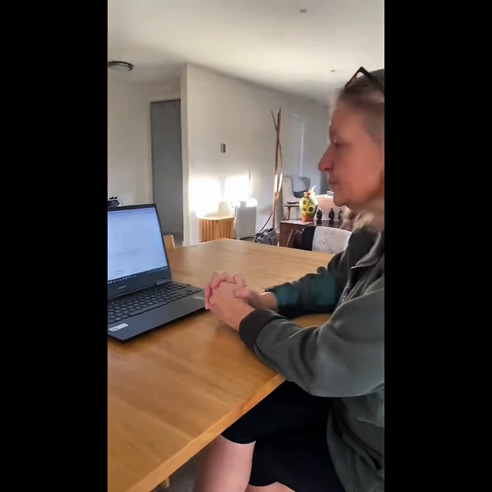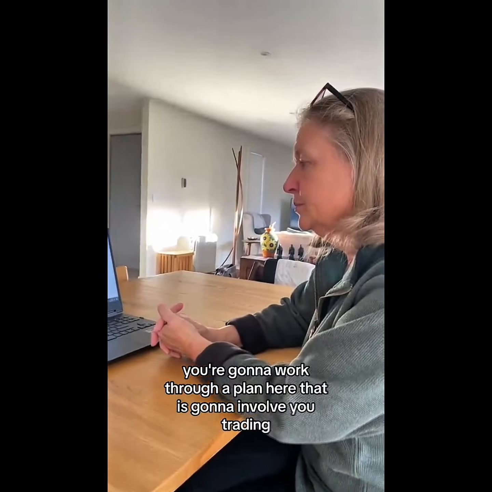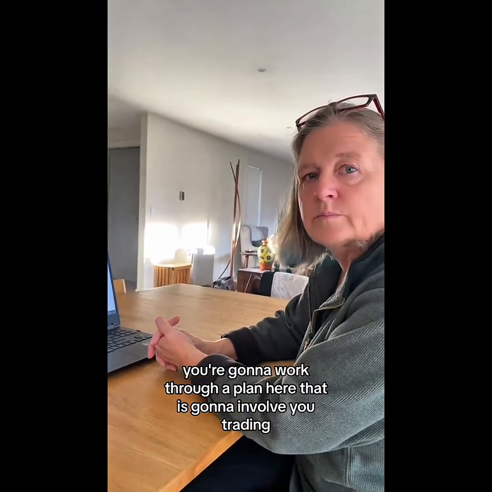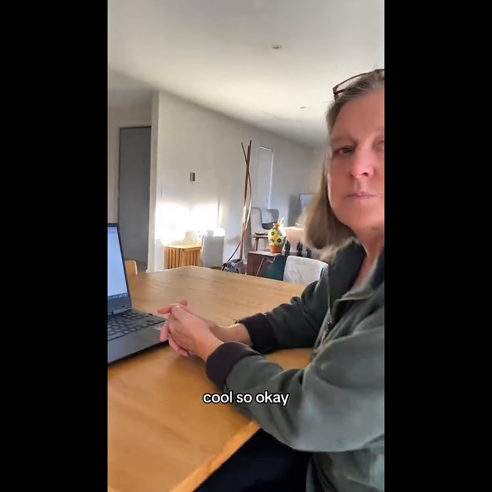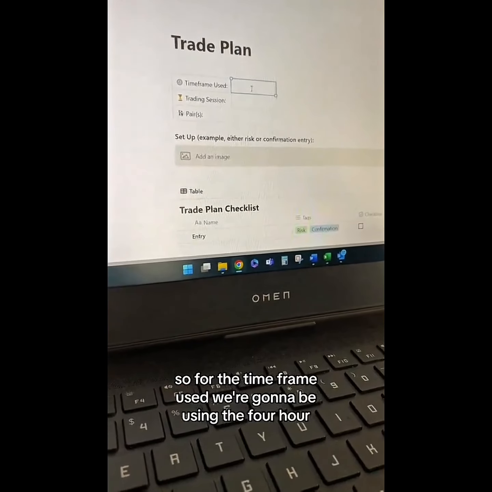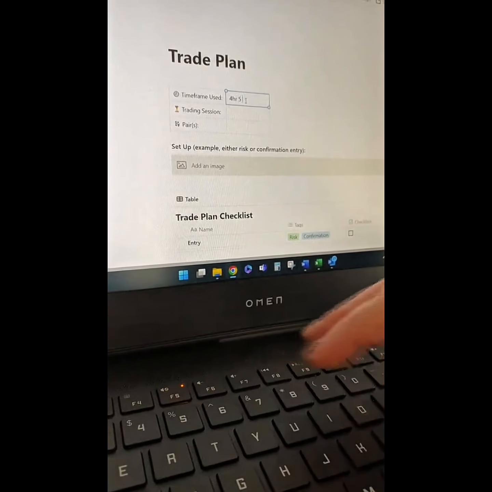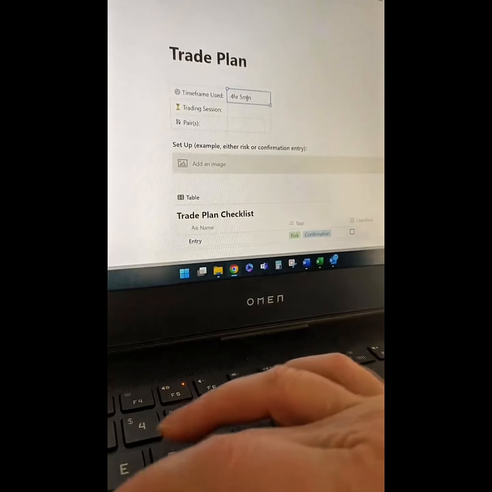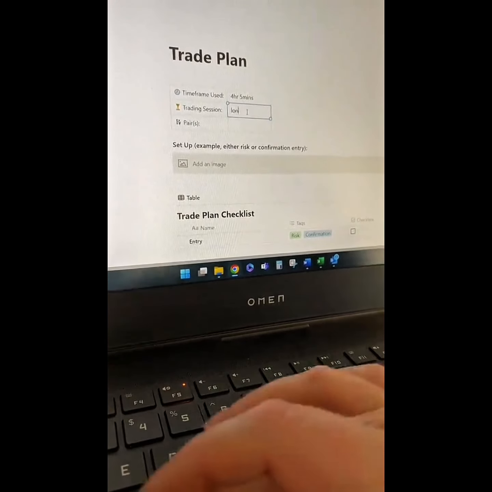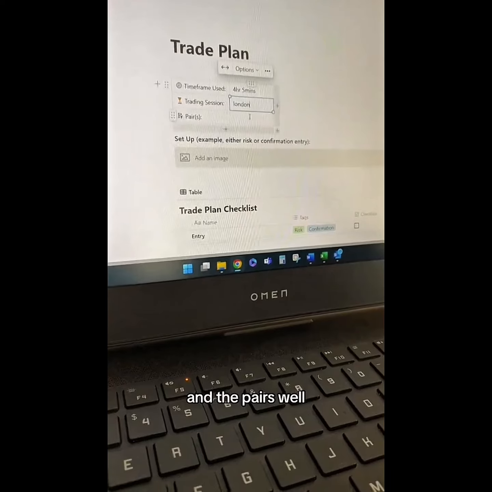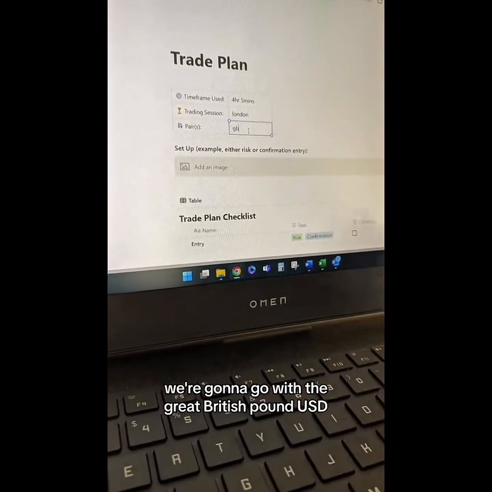Now, I also teach a few different styles of strategies depending on you. We're going to work through a plan here that is going to involve you trading the London session open, so our evenings only, okay? Cool. So for the time frames used, we're going to be using the 4 hour and the 5 minute. Perfect. Trading session is London. And the pairs, well, we're going to start with one pair and then we can add more pairs. We're going to go with the Great British Pound, USD.